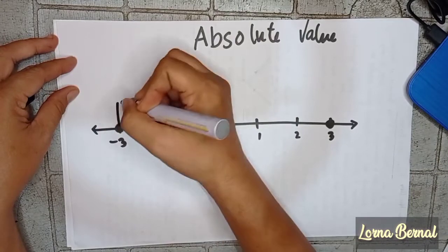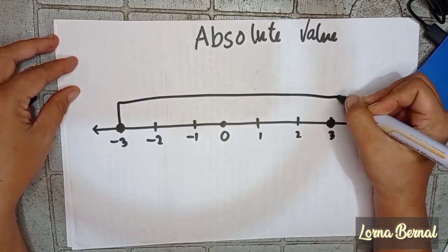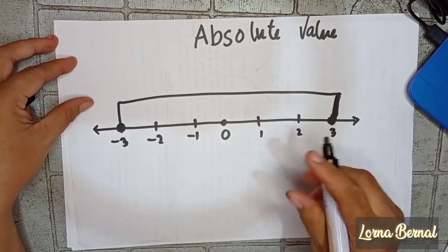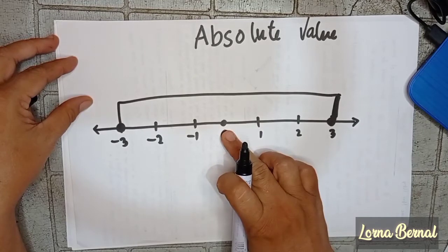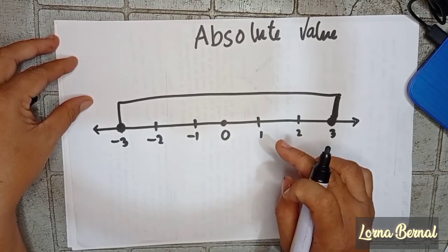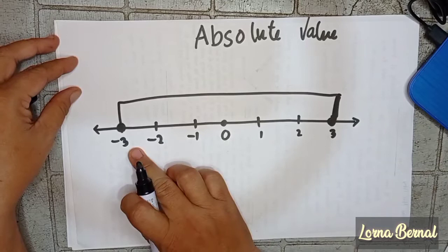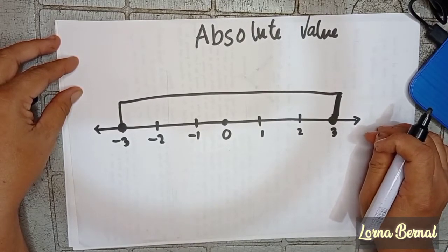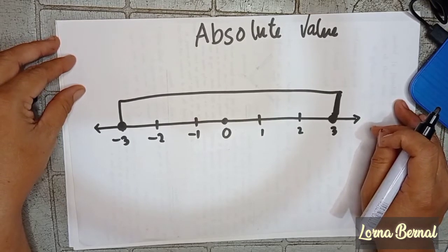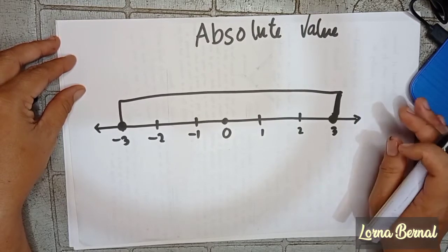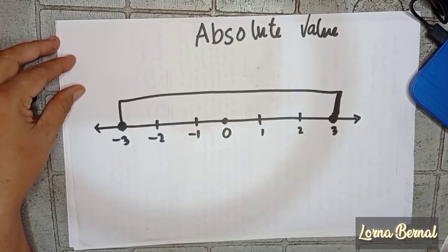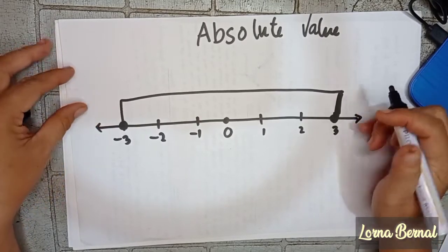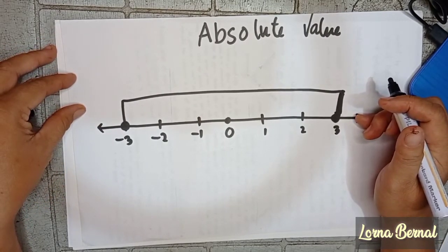So we have there the distance of 3. The distance of 3 from 0 is 3. Same, they have the same distance from 0 to negative 3. Since they have the same distance from 0, they are in opposite directions. Now in mathematics, they have the same absolute value. In this case, the absolute value is positive 3.